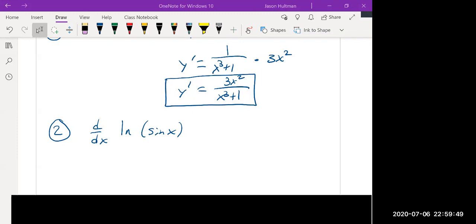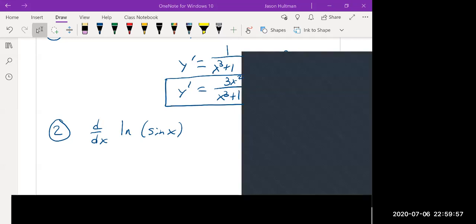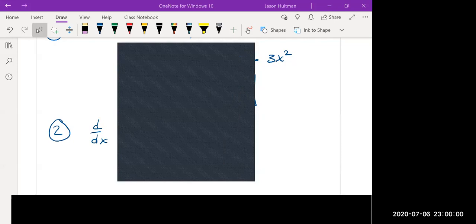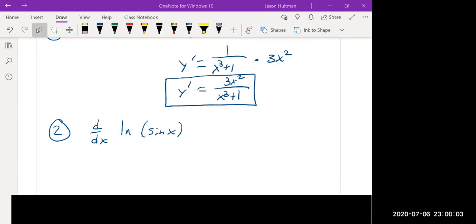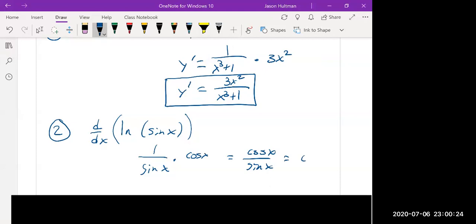Okay, so let's take the derivative of natural log of sine x. We're going to combine the natural log with the trigonometric function here. So this is going to be 1 over sine times the derivative of sine. And what's the derivative of sine? Derivative of sine is cosine, right? And so we're going to go cosine over sine, which is equal to cotangent x.